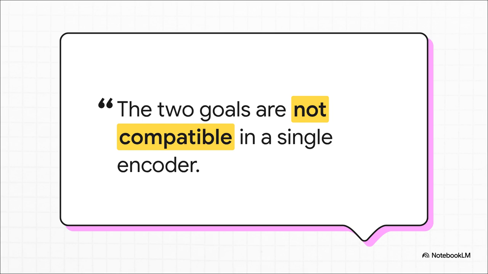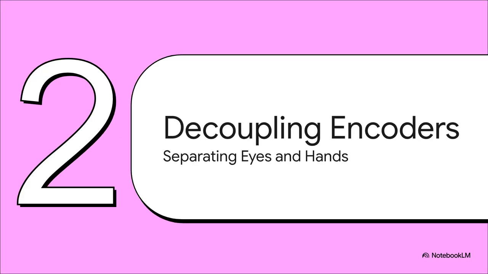The harsh reality here is that these two goals are simply not compatible in a single encoder. Forcing one visual tokenizer to handle both directions ultimately slaps a massive quality tax on either your generation or your perception. You just can't have frontier-level image understanding and frontier-level image generation if you're forcing both of them through the exact same bottleneck. Section 2, decoupling the encoders, or separating the model's eyes and hands.